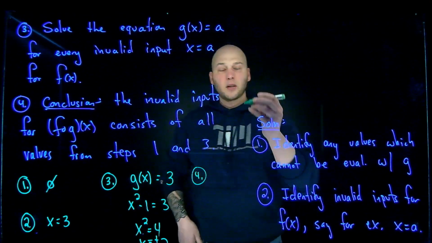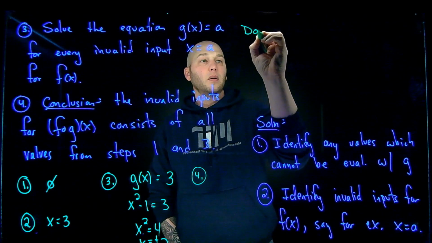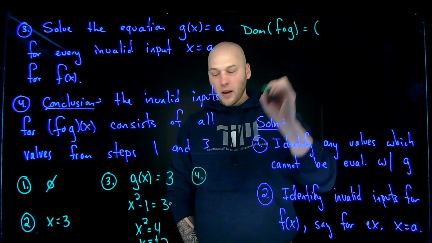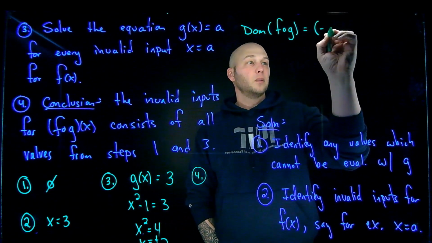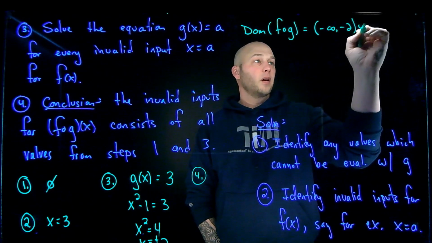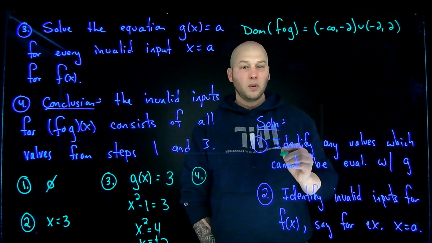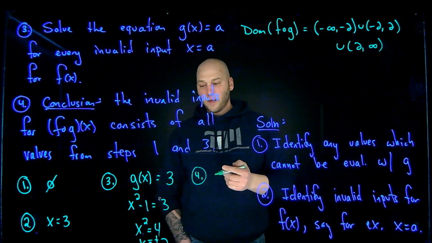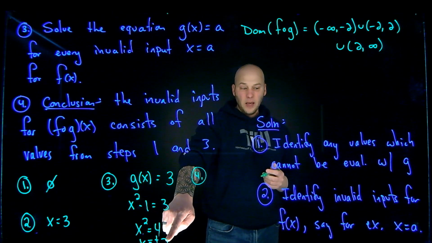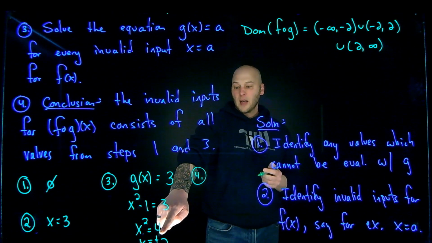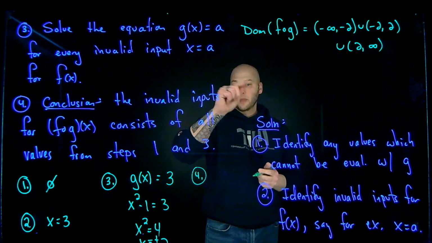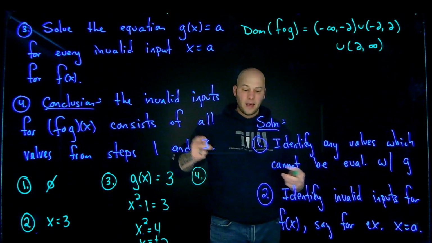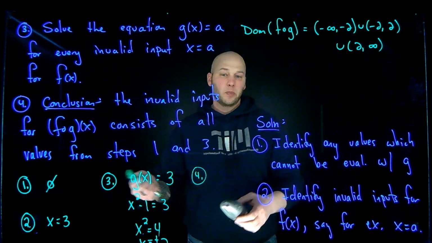For this specific example, the domain of f composed with g is everything to the left of negative 2, everything between negative 2 and 2, and then also everything to the right of 2. Again, notice if I was to take the number, say, positive 2, and plug that into the function g of x, I would have gotten 2 squared minus 1, which is 3, which is a completely fine function value. However, that cannot be plugged into the function f, so it must be excluded from the domain.